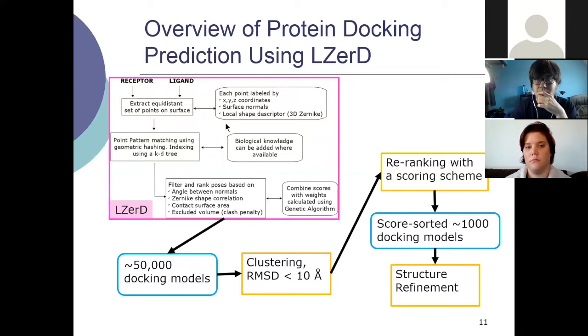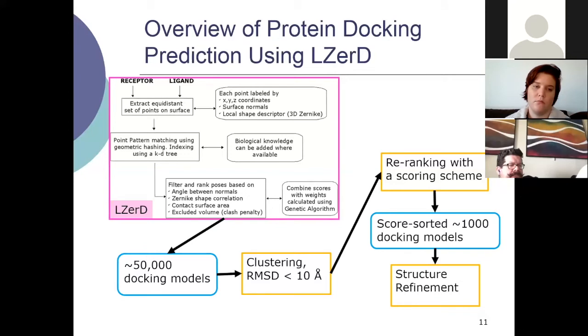Another way is to restrict the conformation search by considering the interface. If you know a couple of residues at the interface, we don't need to explore the other positions on the surface, and we only build the docking models focusing on those regions. This diagram is trying to explain the latter way.